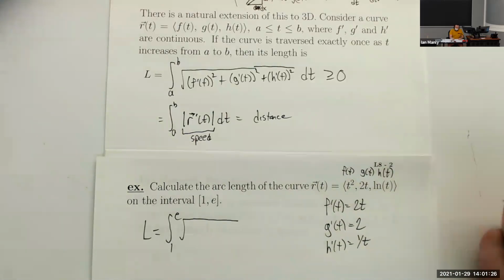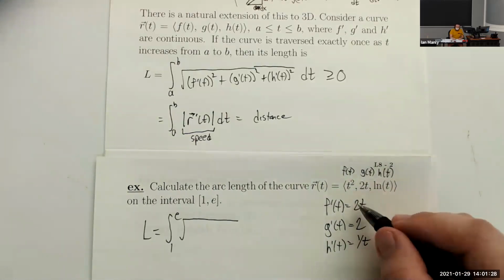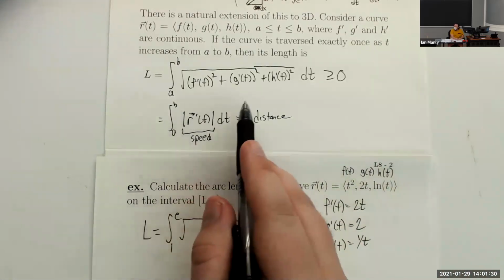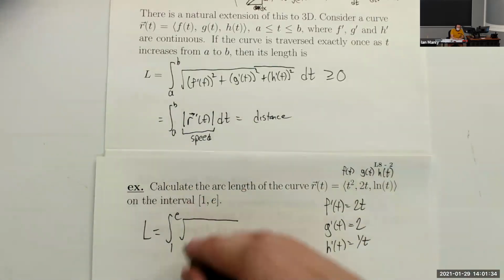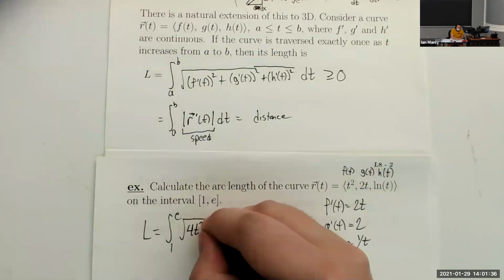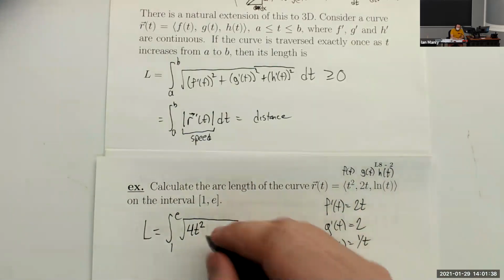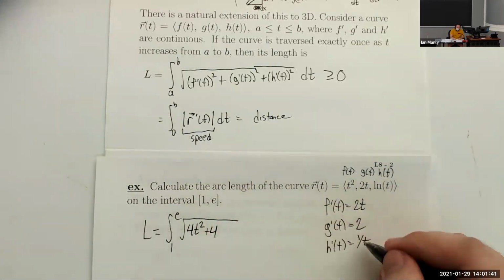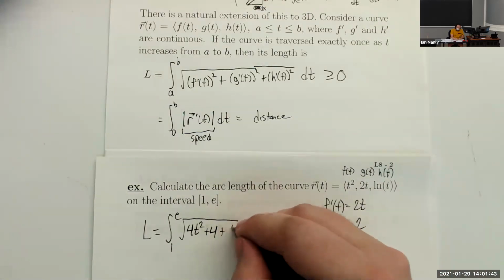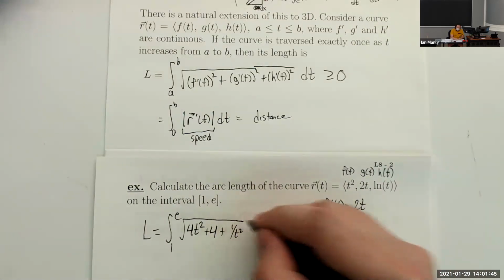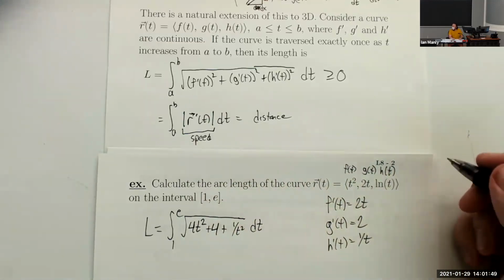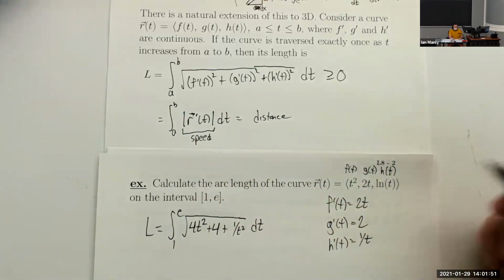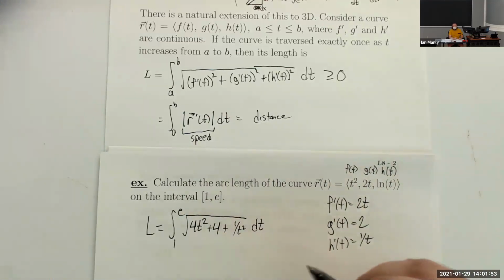All right. So what's going to happen is we're going to square each of these. You can't forget to square them, and we're going to put them inside here. So 2t squared will be 4t squared. 2 squared is 4. And then 1 over t squared is, well, 1 over t squared. Okay, so now we need to do this integral right here. We set up our problem, now we need to do this integral.